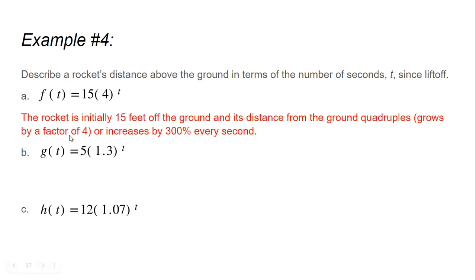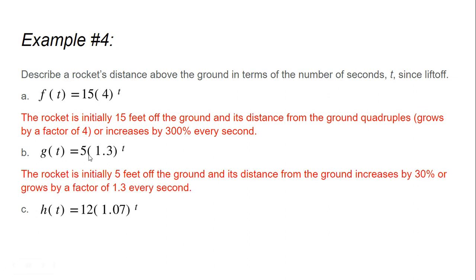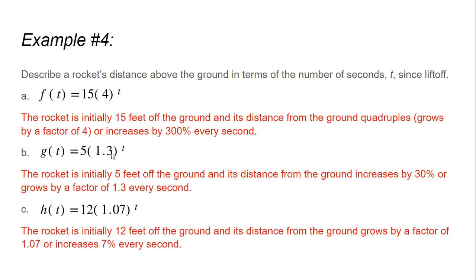Here I have an initial height of 5, and the distance is increasing by about 30%, or a growth factor of 1.3 every second. Here I have an initial height of 12 and a growth factor of 1.07, or we can think about that as an increase of about 7% every second.